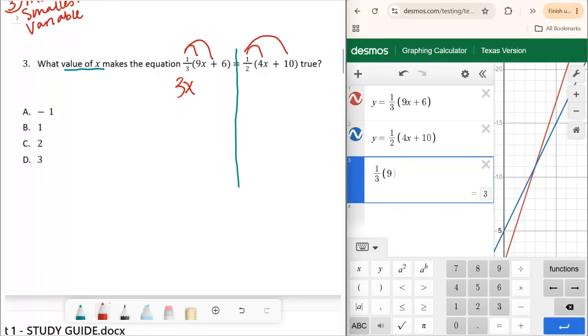X. And then I can also change that to a 6. That gives me plus 2. On the other side, if I multiply by a 1/2, parentheses 4, that gives me 2x. And then if I change the 4 to a 10, that gives me a positive 5.